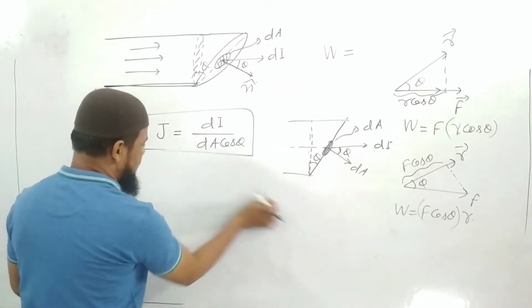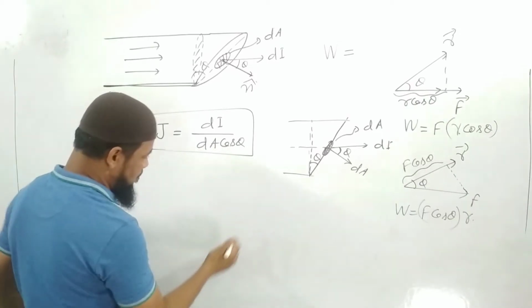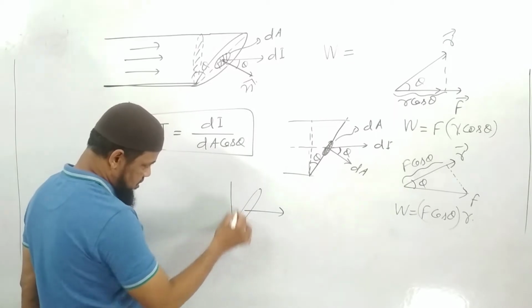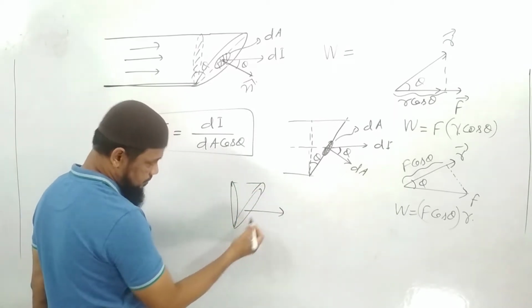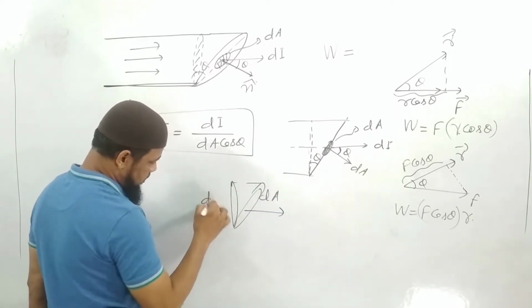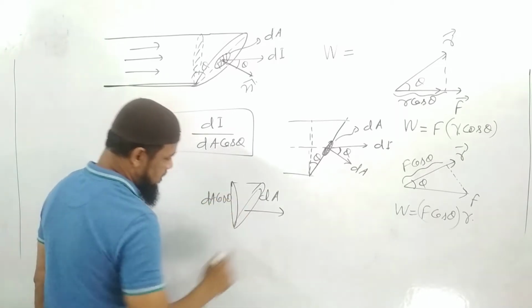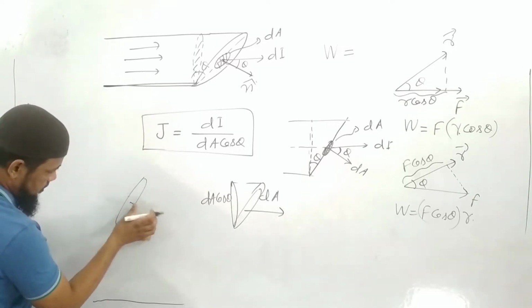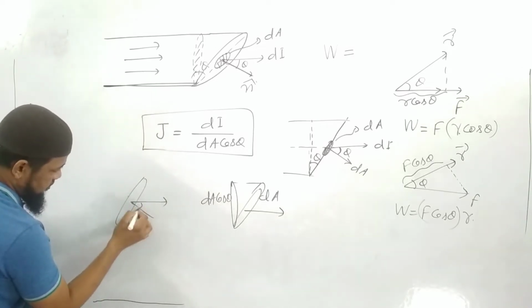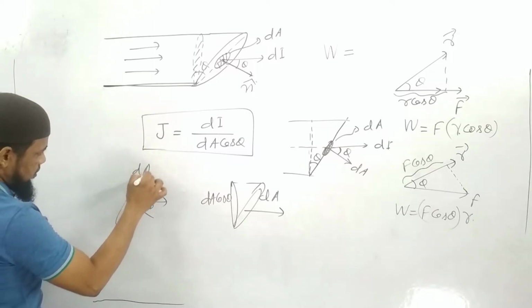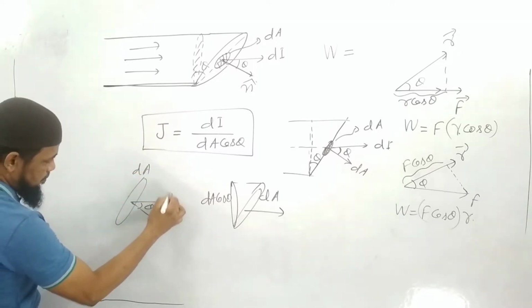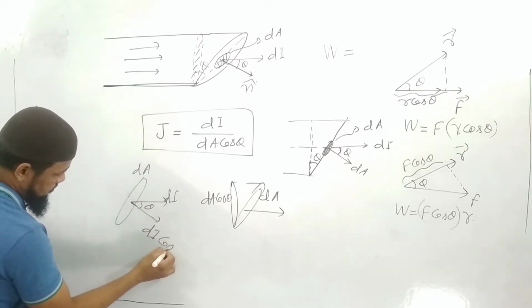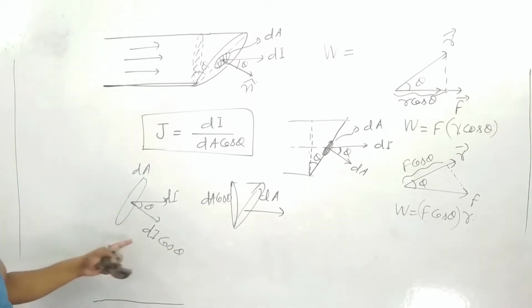No sir, once we have taken DA cos theta, component of area, this is the area, we have considered a component of area normal to the current. This is DA and this is DA cos theta. Sir, what if this is the current? Current is like this, angle is theta, the area is DA only. Sir, can't we consider the component of current normal to the area? This will not be applicable here.